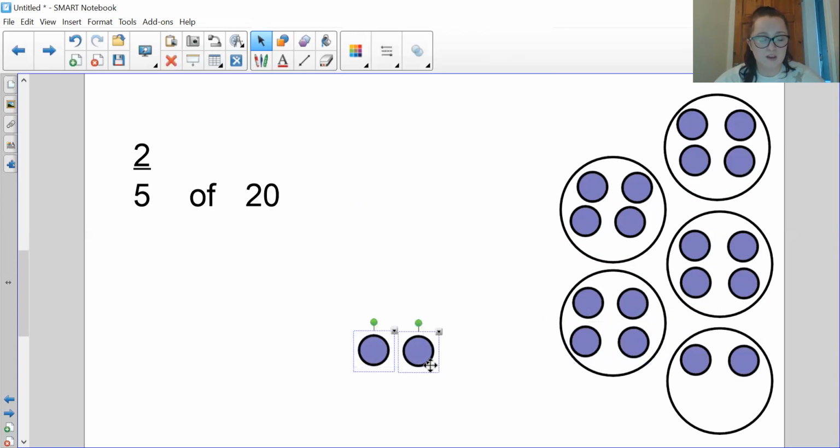Where does that one go, Year 3? It goes at the bottom, doesn't it? So, oh, had a little dance then.